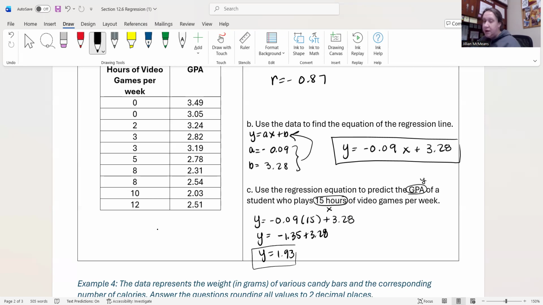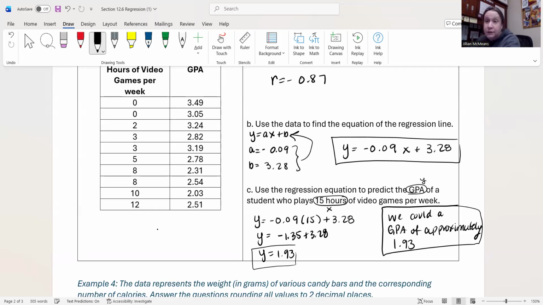Now, don't stop here. Explain your answer. Say, we could expect a GPA of approximately 1.93. That does not mean if a student plays video games 15 hours, they're going to have a GPA of exactly 1.93. But given the trend that we're seeing here, we could expect something like that.